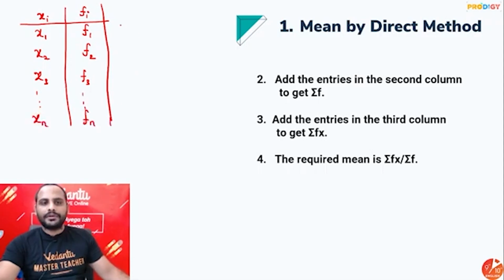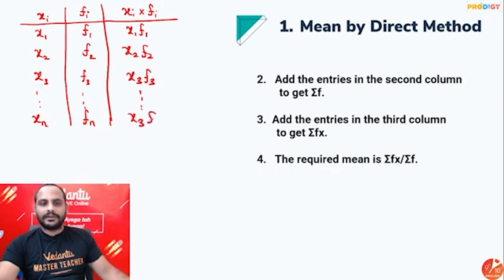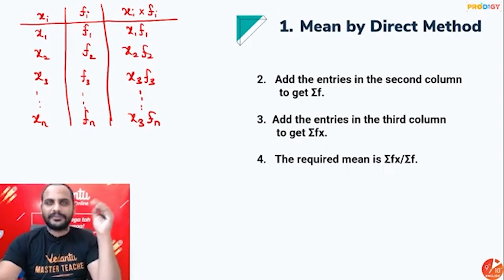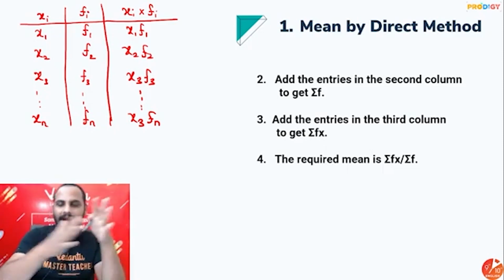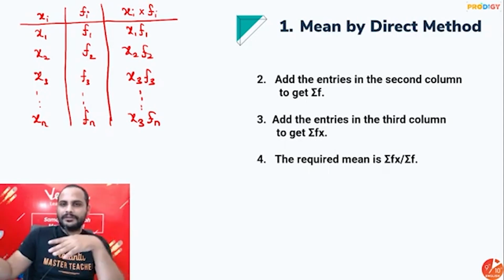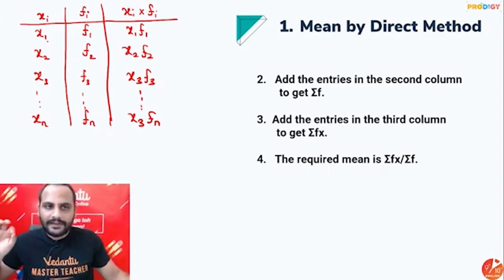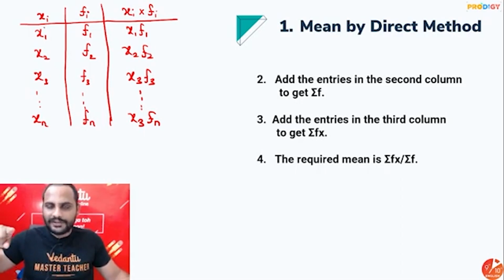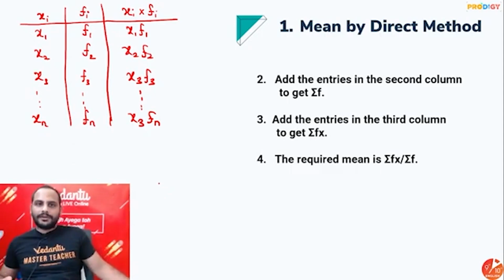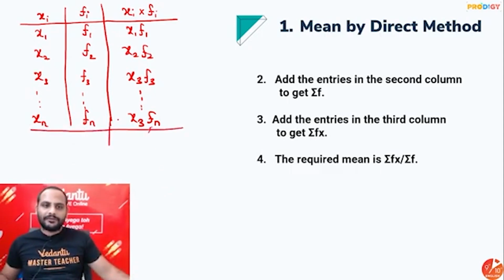Now to find the mean, you will first multiply the x and f values, xi into fi. So this will become x1 into f1, x2 into f2, x3 into f3, and so on up to xn into fn. Suppose the number 2 is coming 10 times. If I add 2 ten times, it will be 2 into 10, 20. Same thing here: if x1 is coming f1 times, the total sum of those observations will be x1 into f1. Same way, the sum of all the observations will be the sum of all these values.